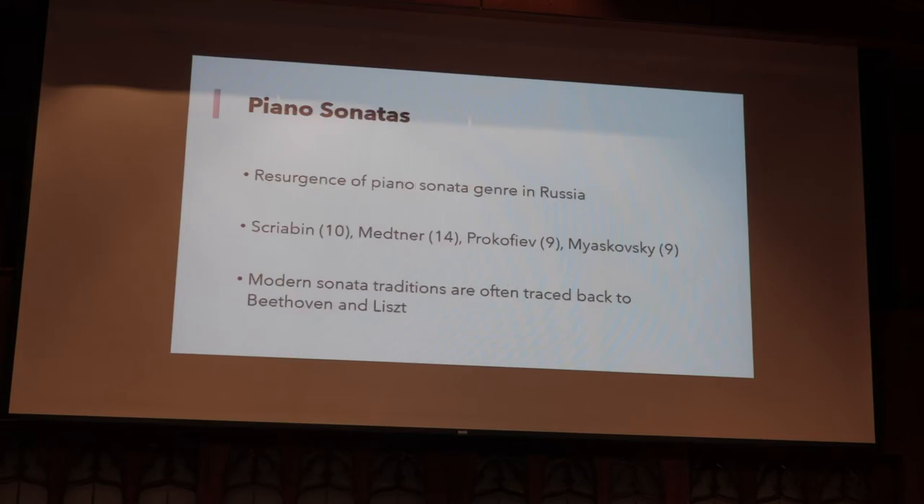One of the biggest things that you saw in Russia in the beginning of the 20th century was a resurgence of the piano sonata genre. We all know that Beethoven was perhaps the biggest composer of the piano sonata, writing 32 of them. Schubert, around the same time and a little bit after him, wrote many piano sonatas, but during the Romantic era, the number of sonatas fell off greatly. And then in the early 20th century in Russia, you see composers writing more and more piano sonatas. As you see here, Scriabin wrote 10 of them, Medtner 14, Prokofiev and Myaskovsky both published 9.